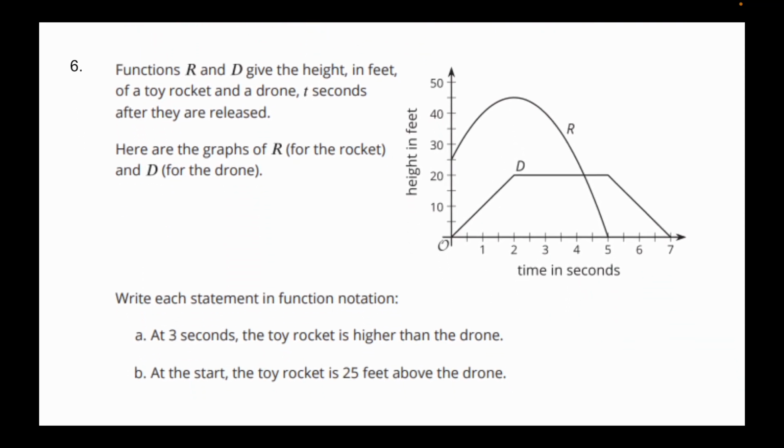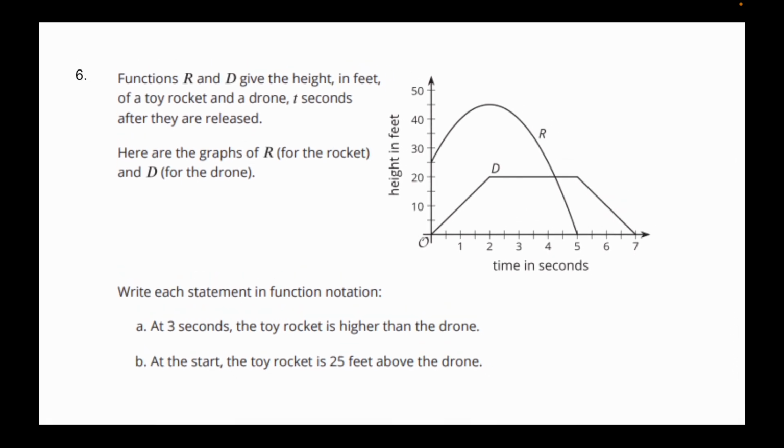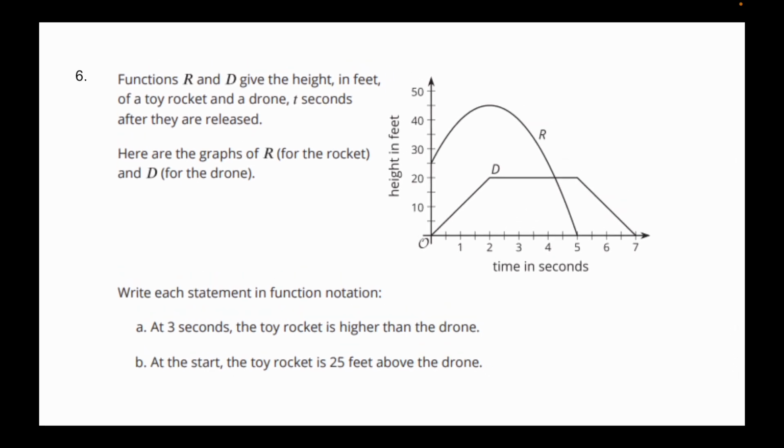Question 6, we have functions r and d giving the height in feet of a toy rocket and a drone t seconds after they are released. And we're going to write some information about them in function notation. So at 3 seconds, the toy rocket is higher than the drone. So this is t in seconds, and it was d for drone and r for rocket. So we would say r of 3, the height of the rocket at 3 is higher than the drone, so it's going to be greater than the drone at 3.